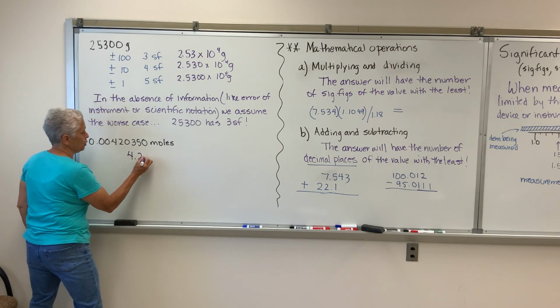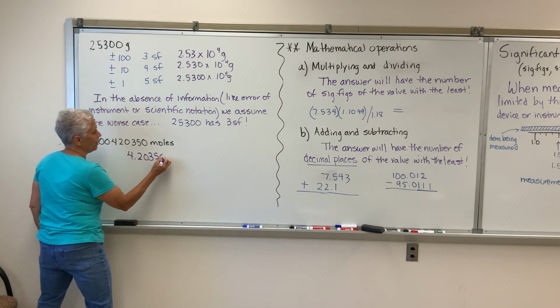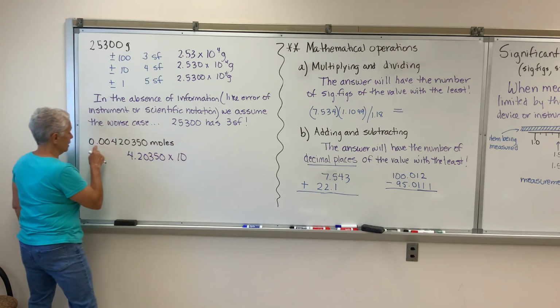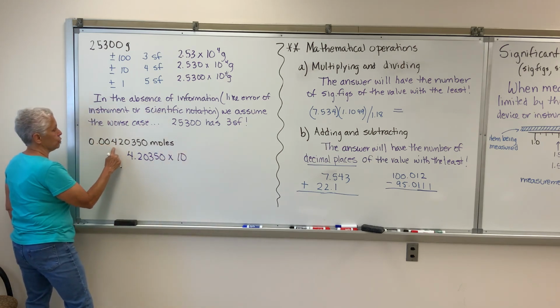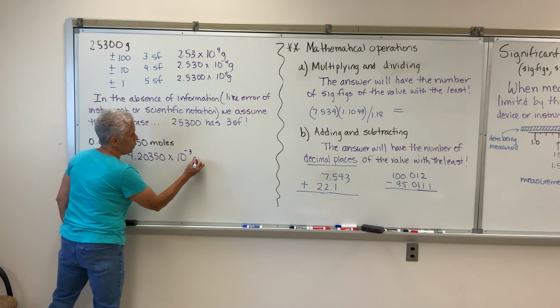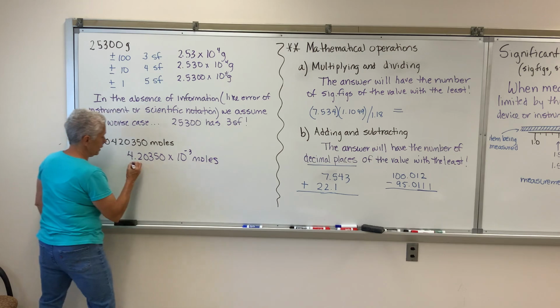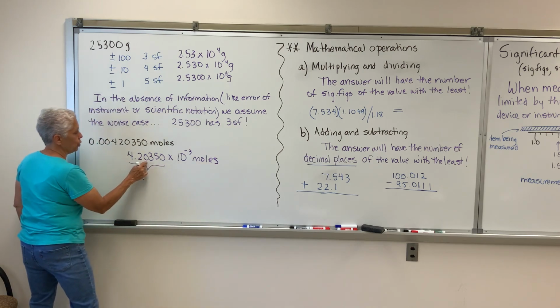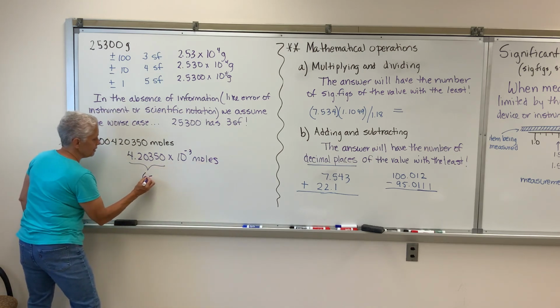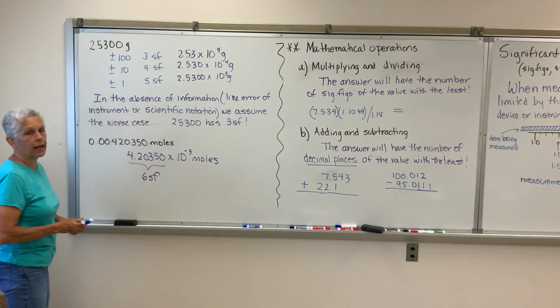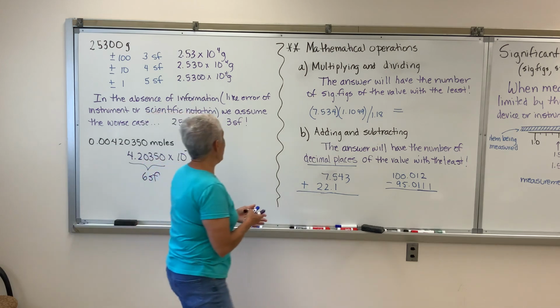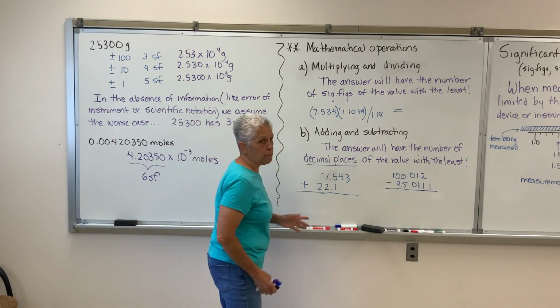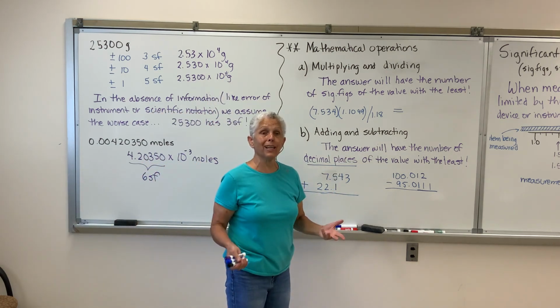So 4.20350 times 10 to the -3 moles. Okay, and then I look at this and I go 1, 2, 3, 4, 5, 6, 6 SF. Okay? All right, now, unfortunately, we just don't get numbers and just report that number that we measured.